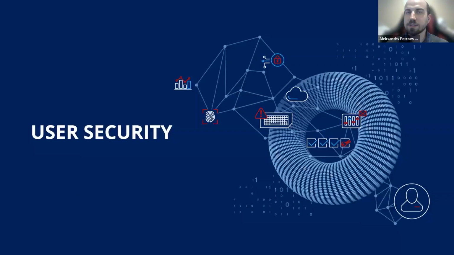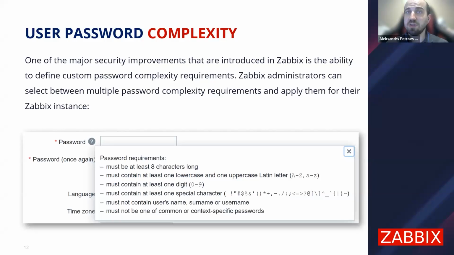What do we usually do next? Then, of course, we make sure that users which are already in Zabbix are secure as well. So nobody except those who should be able to log in will log in. So how do we achieve user security in Zabbix? Well, the first very simple basic step is the password policy. So password complexity policy specifically.